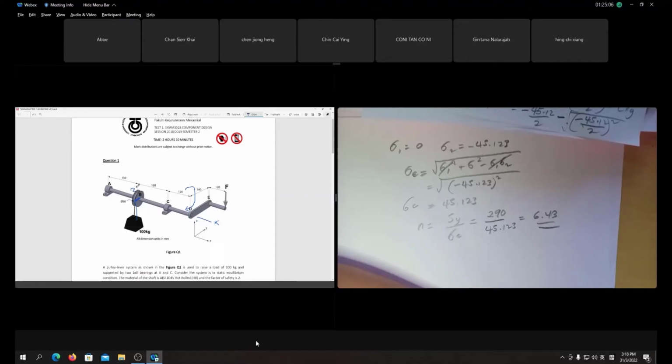Clear, class? Do you understand or not? Summation of torque is 0. The force here is 1000 times 9.81 Newton. This times 25 equals the force times the distance. So you get the force here.